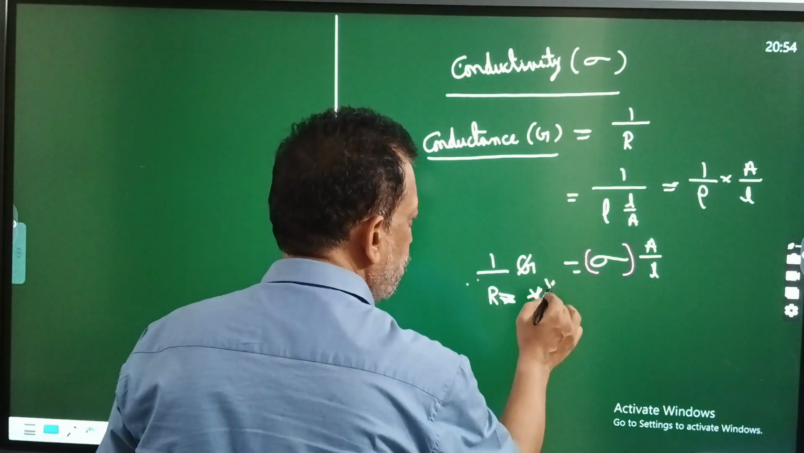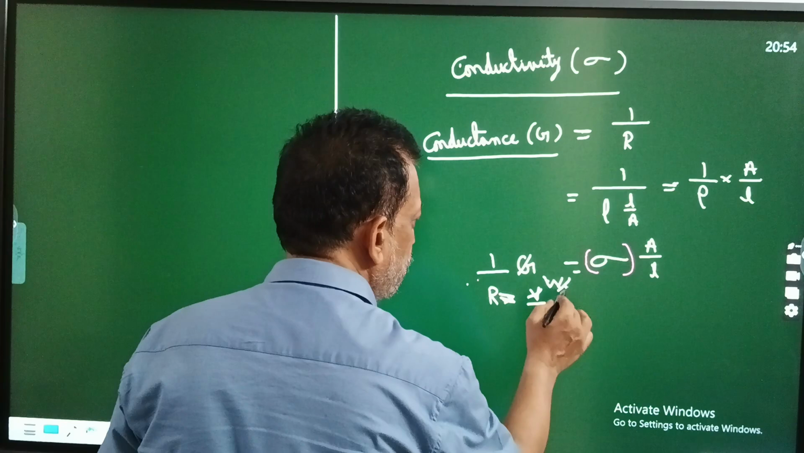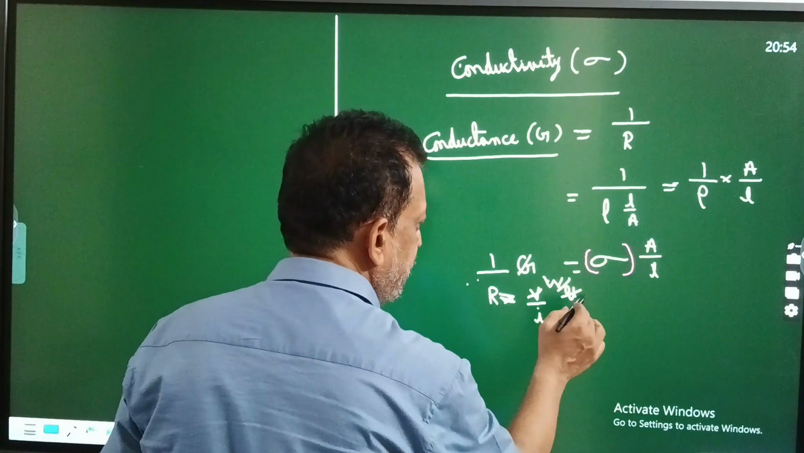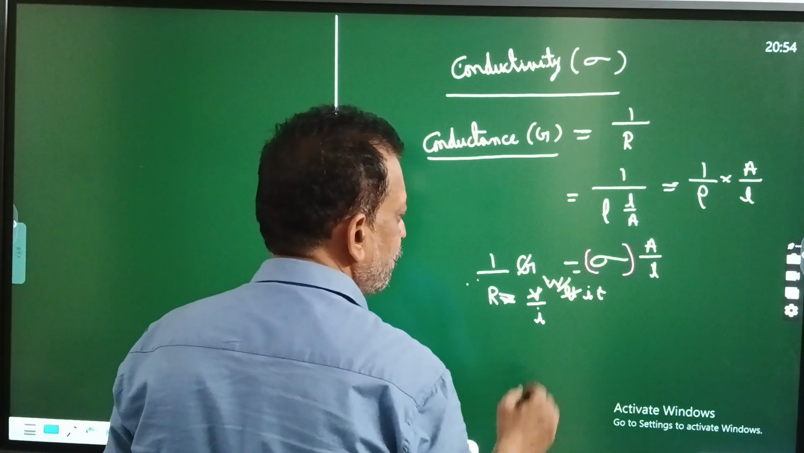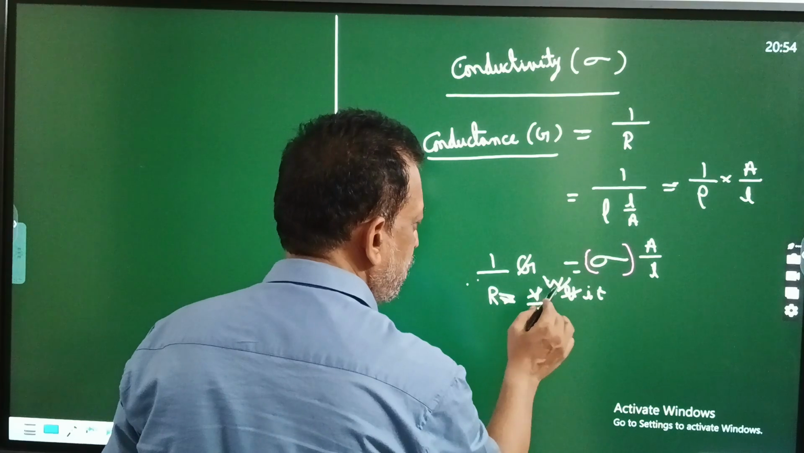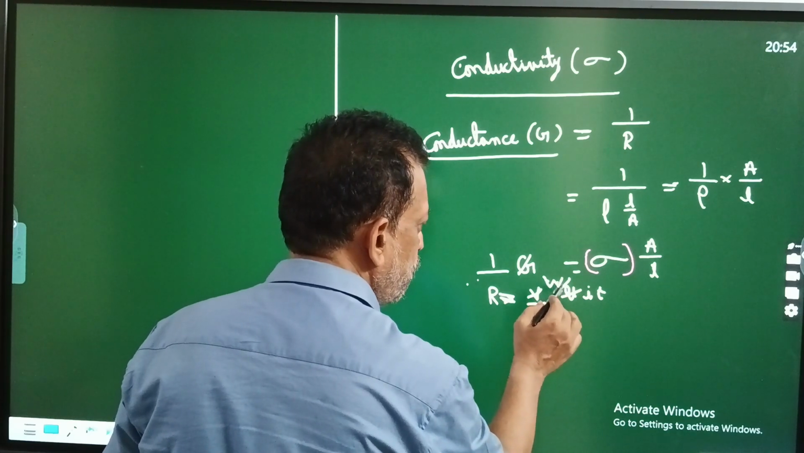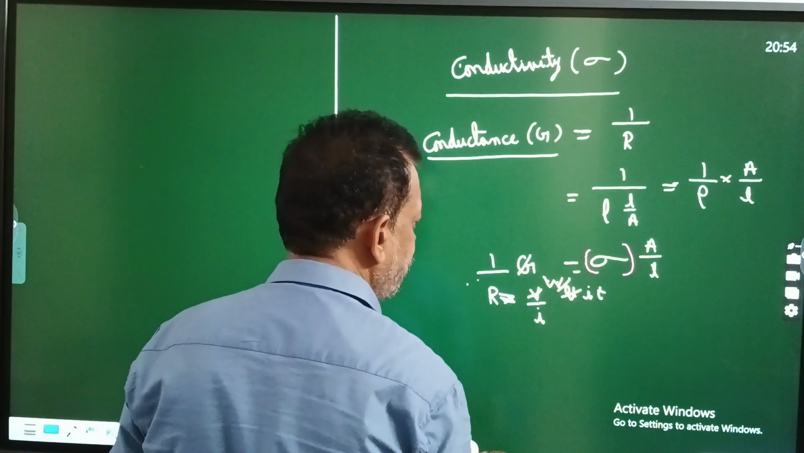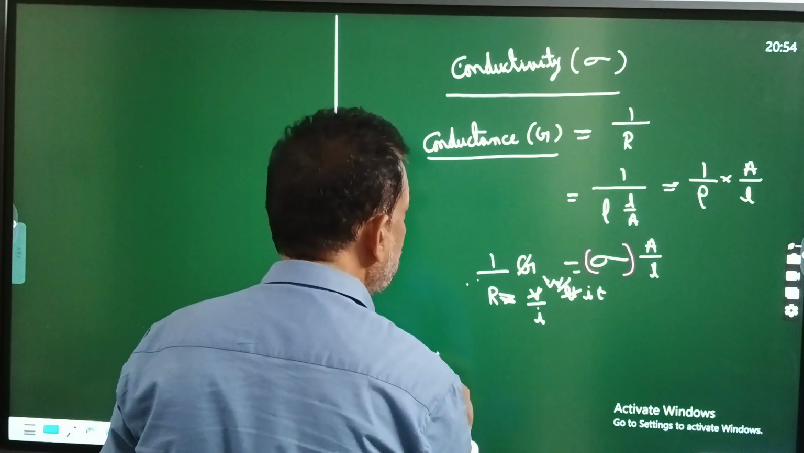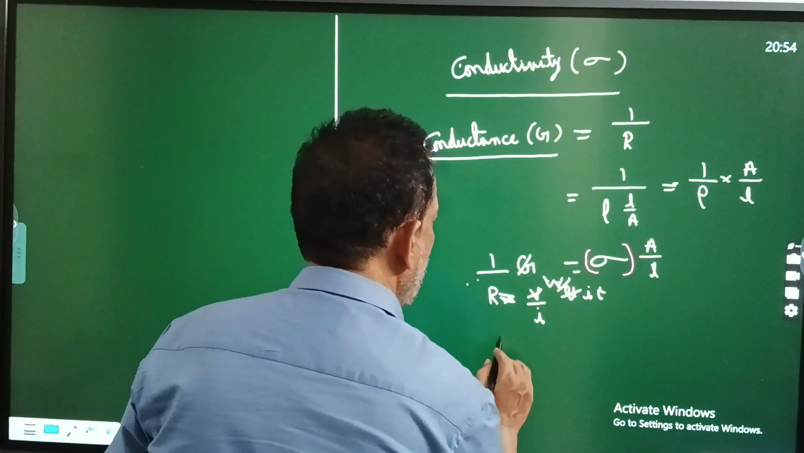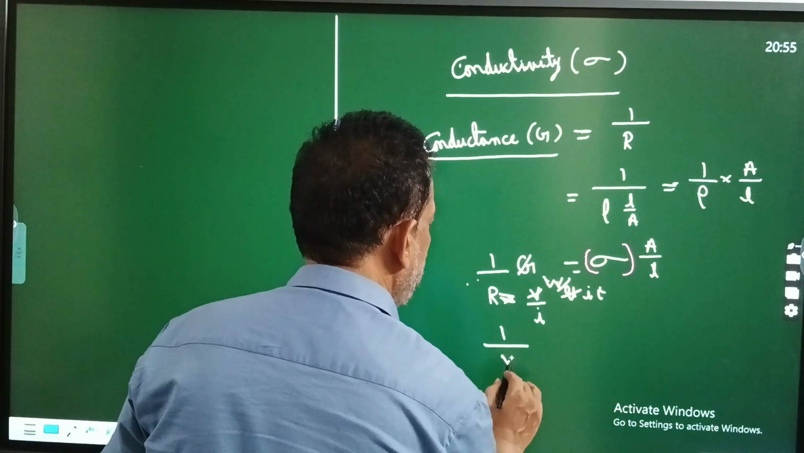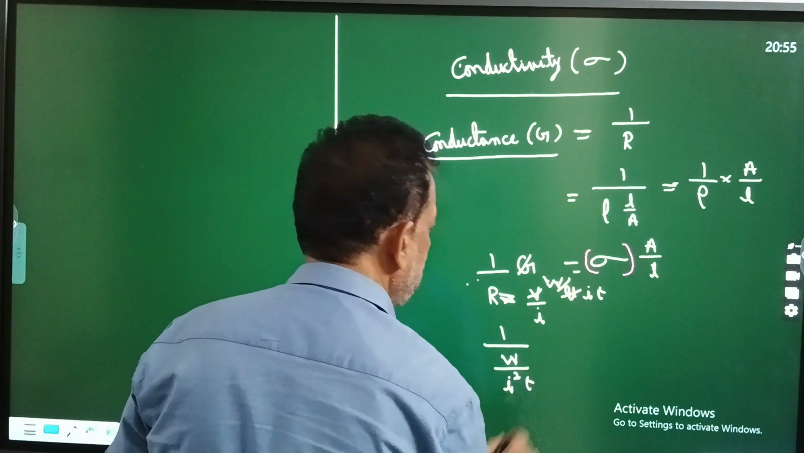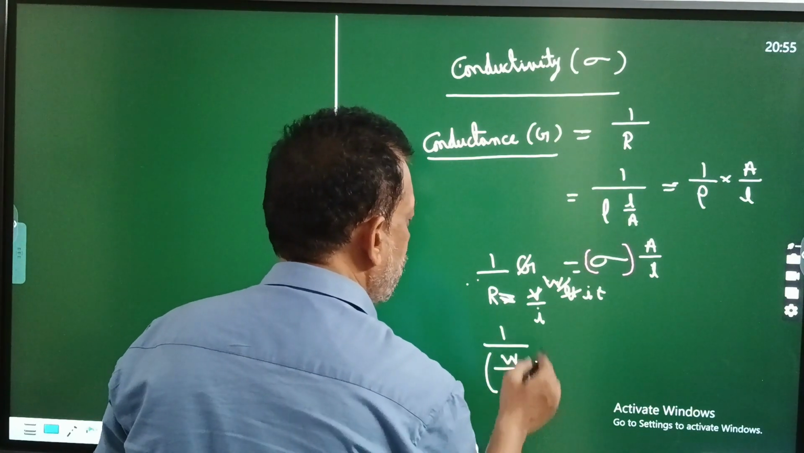V is equal to W divided by Q. So Q is nothing but I into T. Then I can write W as a numerator, W divided by I T as denominator. Then what can I write? W by I square T. Then 1 divided by W divided by I square T.